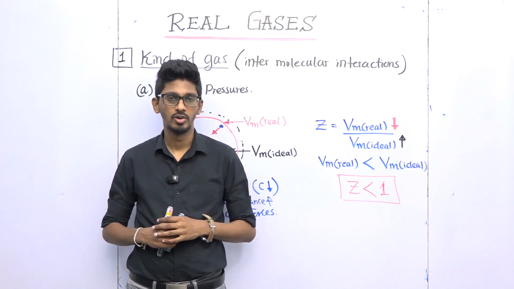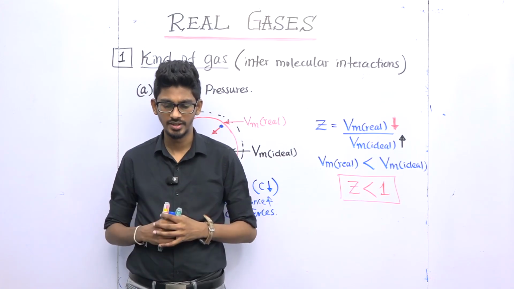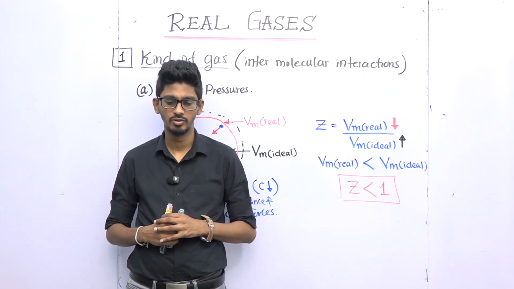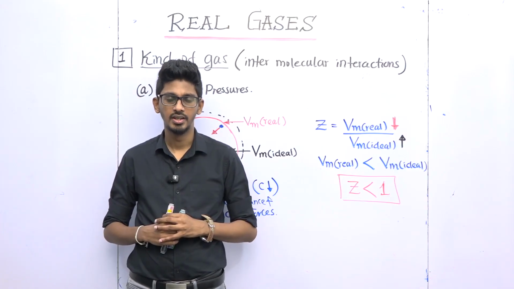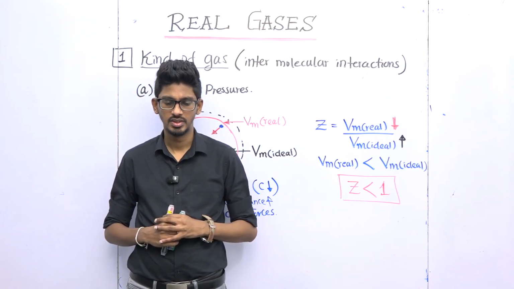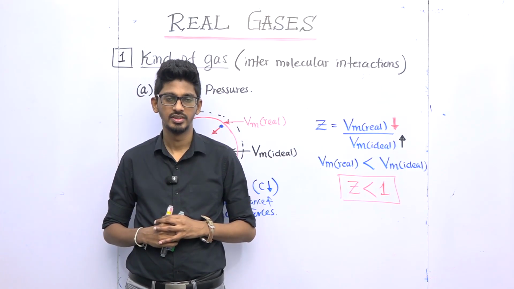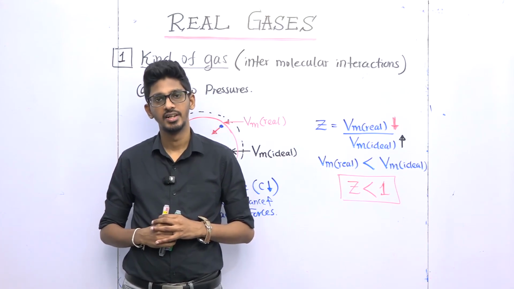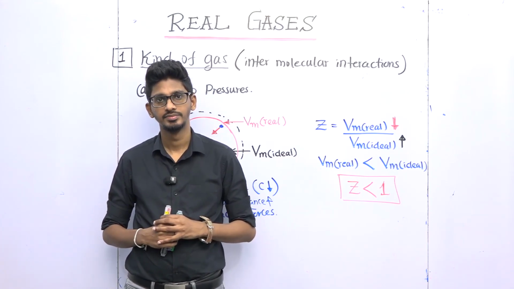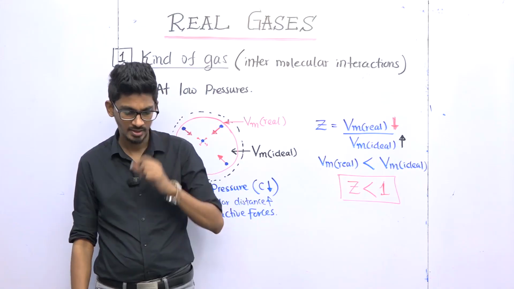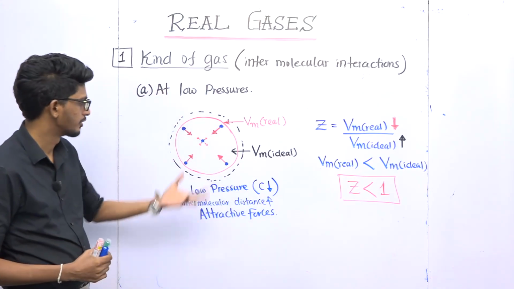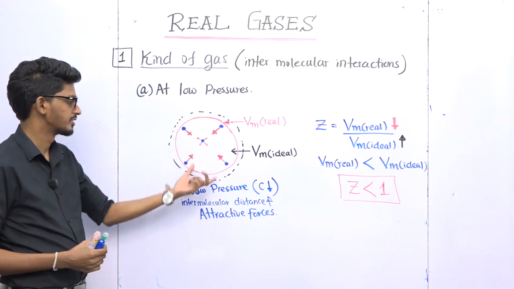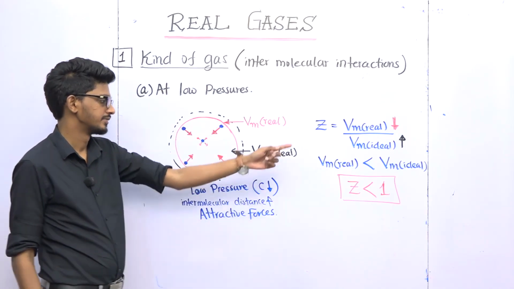The volume of 1 mole of particles of real gas is lower compared to that of an ideal gas. Right? So just draw this picture and complete.